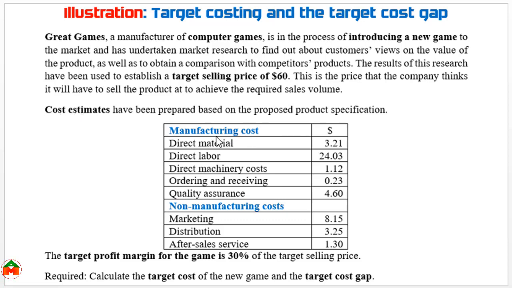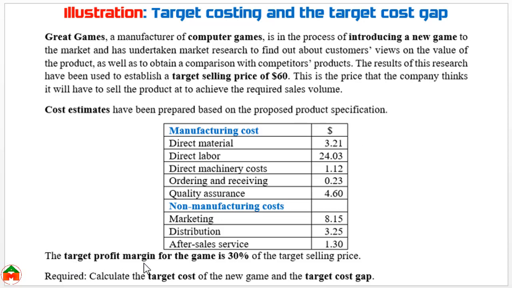There are two types of cost: manufacturing cost and non-manufacturing cost. Among the manufacturing costs, there are direct material $3.21, direct labor $24.3, direct machinery cost $1.12, ordering and receiving cost $0.23, quality assurance cost $4.60, and the non-manufacturing costs are marketing cost $8.15, distribution cost $3.25, after sales service $1.3. These are the estimated costs for producing that product, I mean the computer game.